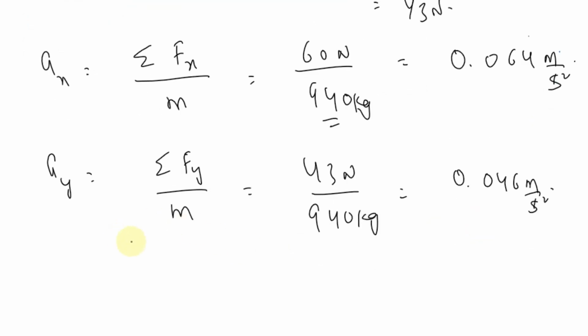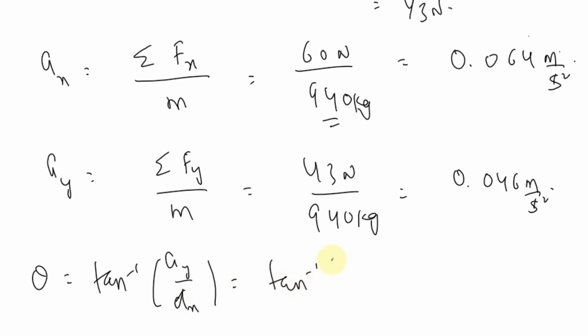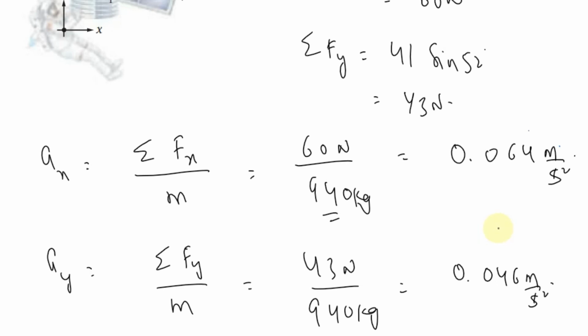Now we can easily calculate this theta from here, and this theta would be tangent inverse of ay over ax. So tangent inverse, ay we have 0.046, ax we have 0.064, and that is equal to 36 degrees. Thus we conclude that theta increases to 36 degrees.